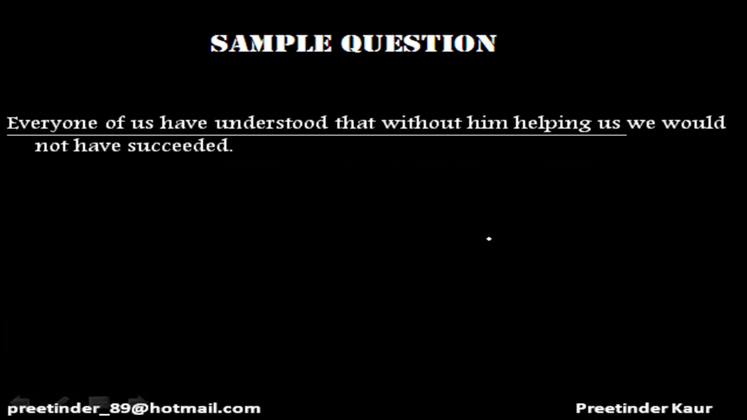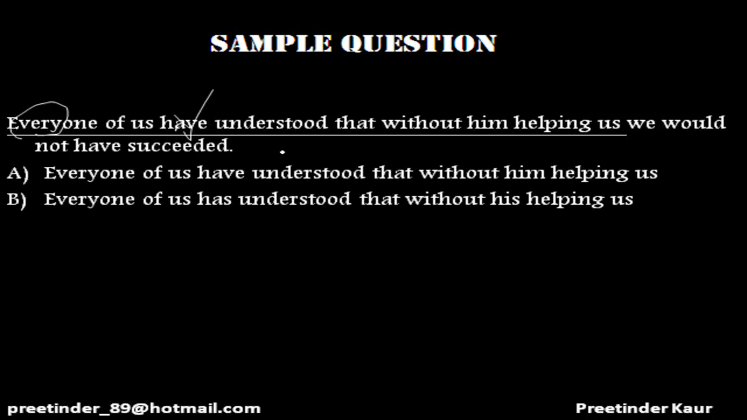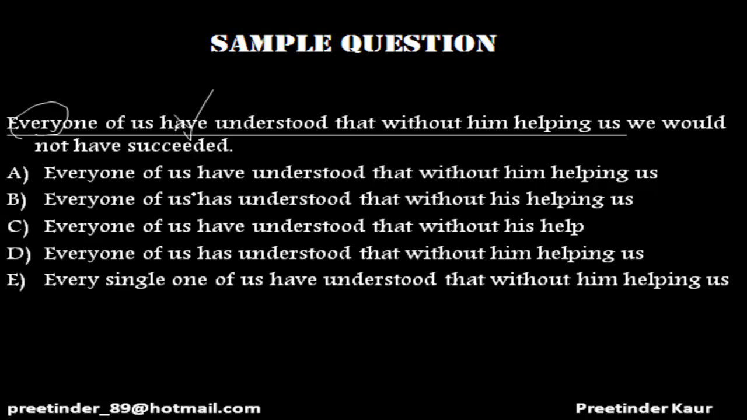Next sample question. Every one of us have understood that without him helping us, we would not have succeeded. Now everyone, I told you before, with every, each, some, any, all these words, you have to use a singular verb. So this is the problem over here. It should not be have, it should be has. Let's see which of the options includes has. Now this one and this one. So A is wrong and C is wrong.